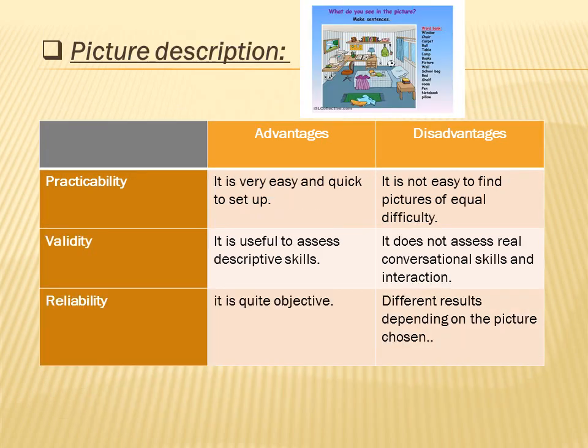Another one, which is also used in different examinations, such as the Cambridge ones, is the picture description. If we talk about advantages, we have to say that this is very easy and quick to set up, and it is quite objective. And if we talk about the disadvantages, we have to say different ones. For example, one of them could be that we can have different results depending on the picture we choose. So we need to choose pictures of the same difficulty level.